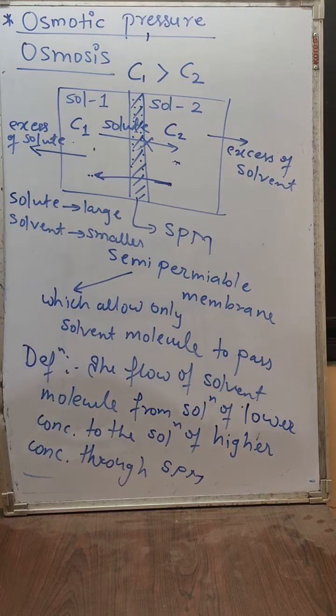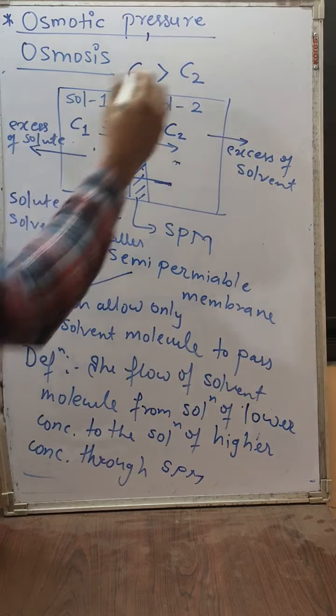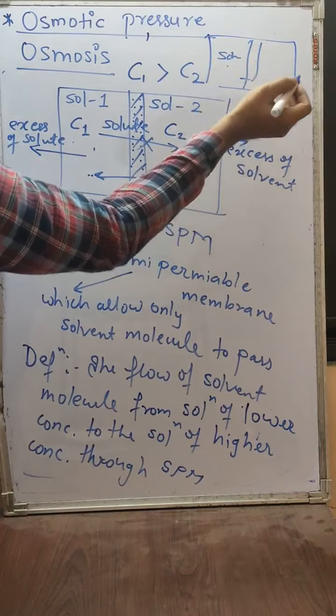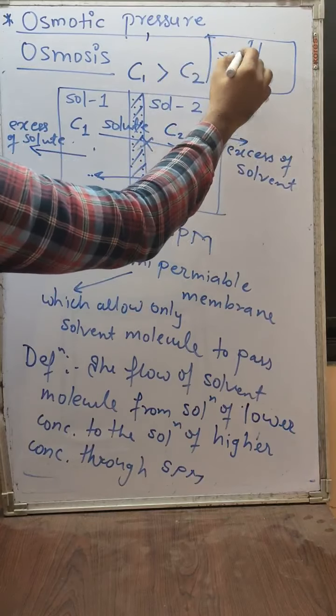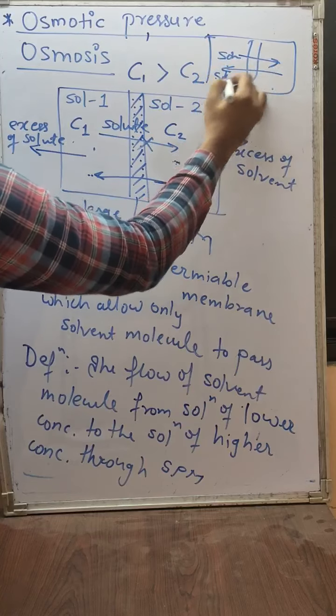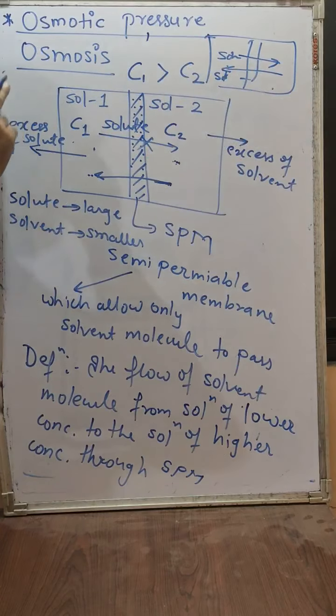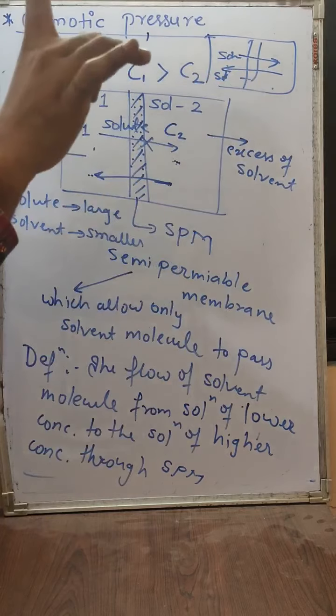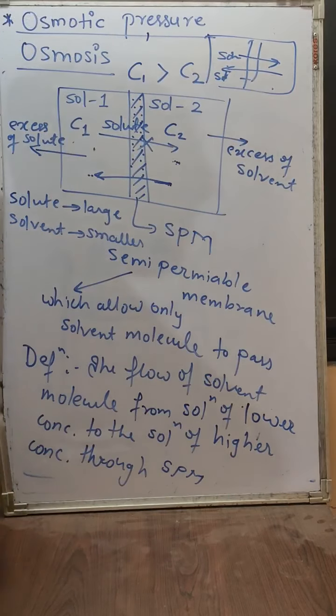Hope you understood. So you understood the difference from diffusion. In case of diffusion, solvent or solid molecules will pass both sides. Solid will go from here or here. Solvent molecule also passes from here to here. But in case of osmosis, with the help of a semi-permeable membrane, it allows only one component, that is, only solvent molecules to pass. So we completed the definition of osmosis.